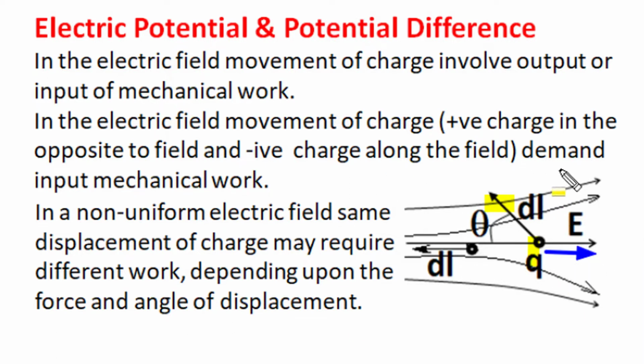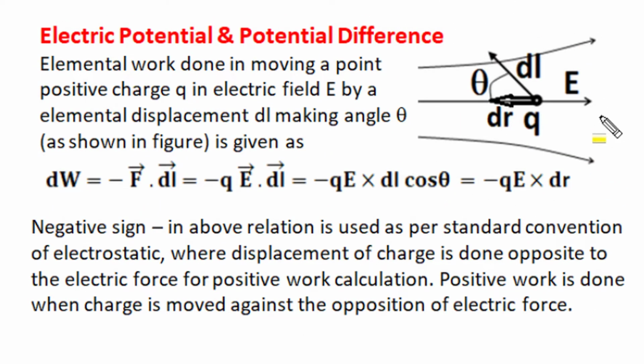In such a non-uniform electric field, where strength and direction of the electric field is different at different positions, the same amount of displacement at different positions, depending upon strength of electric field and direction of electric field, involves different amounts of work. In a non-uniform electric field, elemental work for elemental displacement of charge is obtained in a differential format. Here this positive charge has force in the direction of the electric field, and for an external agency positive work is done when it moves this charge in the opposite direction of the electric field.